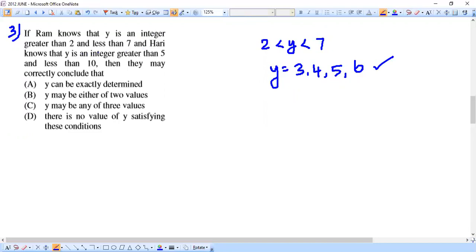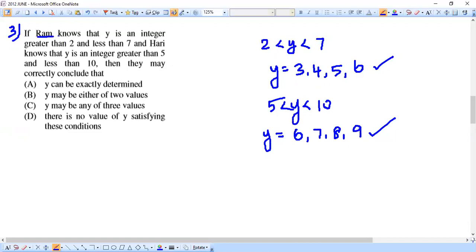And Hari knows y is an integer which is greater than 5 and less than 10. Now the second person says y is an integer which is greater than 5 but less than 10. So now according to the second person, what values can y take? Shall we list the values? Y can either be 6 or 7 or 8 or 9. That's all, right? Because strictly more than 5, that means we can start only from 6, 7, 8 and go up to 9. We finish there because y should be less than 10. So this is going to be the choice of y according to the second person.